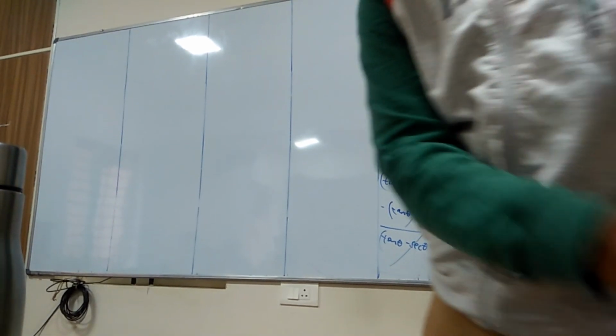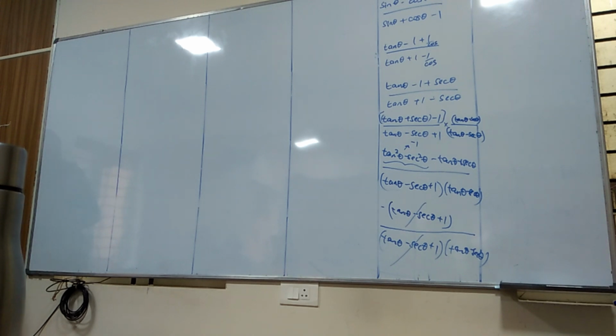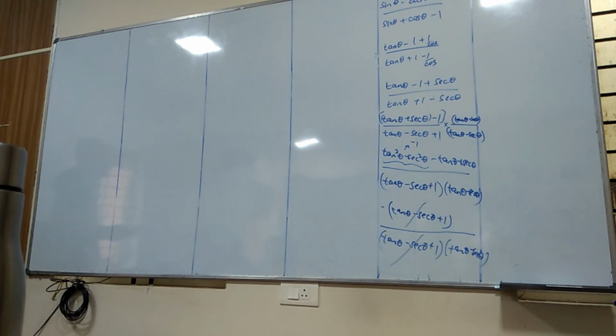Fine, we'll start with exercise 8.3, a very important exercise for this chapter, and a short question from this exercise. Yesterday the answer was there, no? Did you check? Trigonometry short questions will come, 3 marks, 4 marks questions from this exercise only.